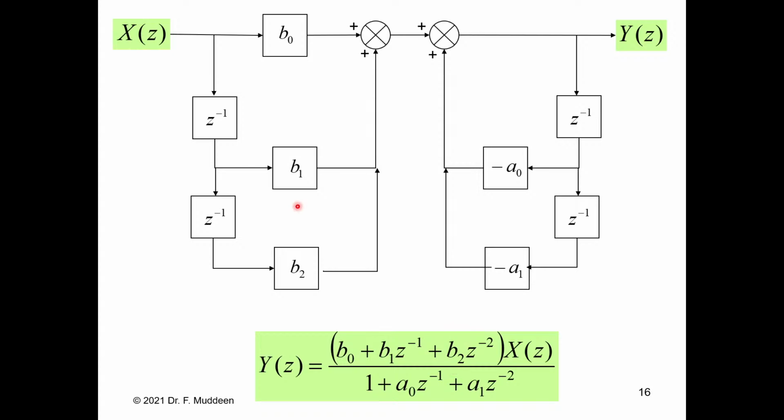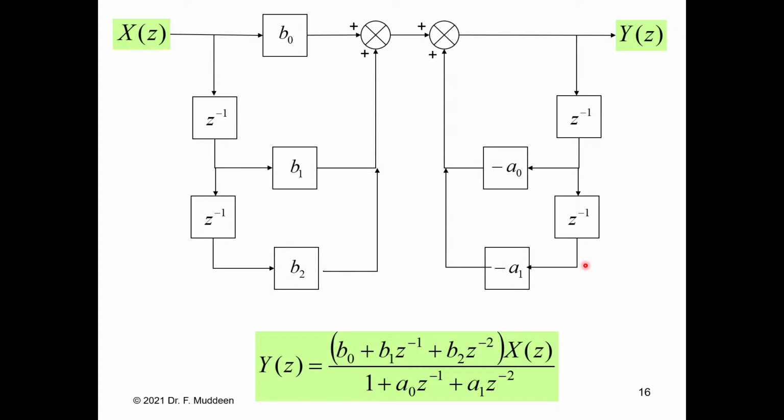So just for a quick example, we had b2 z to the minus 2 x of z. So we start x of z here. So this will be z to the minus 1 x of z multiplied by z to the minus 1. So that's going to give us z to the minus 2. That's z to the minus 1 by z to the minus 1 gives us z to the minus 2 multiplied by x of z. And then the multiplication factor here of b2 is formulated at this point.